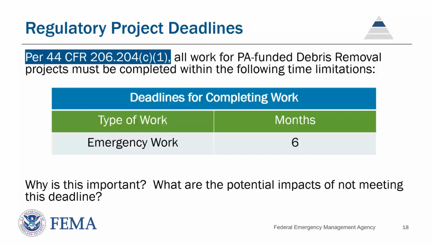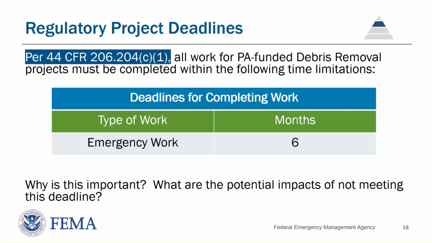Speaking of deadlines, we do have some regulatory deadlines. Per 44 CFR 206.204(c)(1), all public assistance funded disaster removal projects must be completed within 6 months. The recipient, so the state, tribe, or territory that you are applying under, can then extend that for an additional 6 months. But anything after that 12-month period does have to go through FEMA for approval.